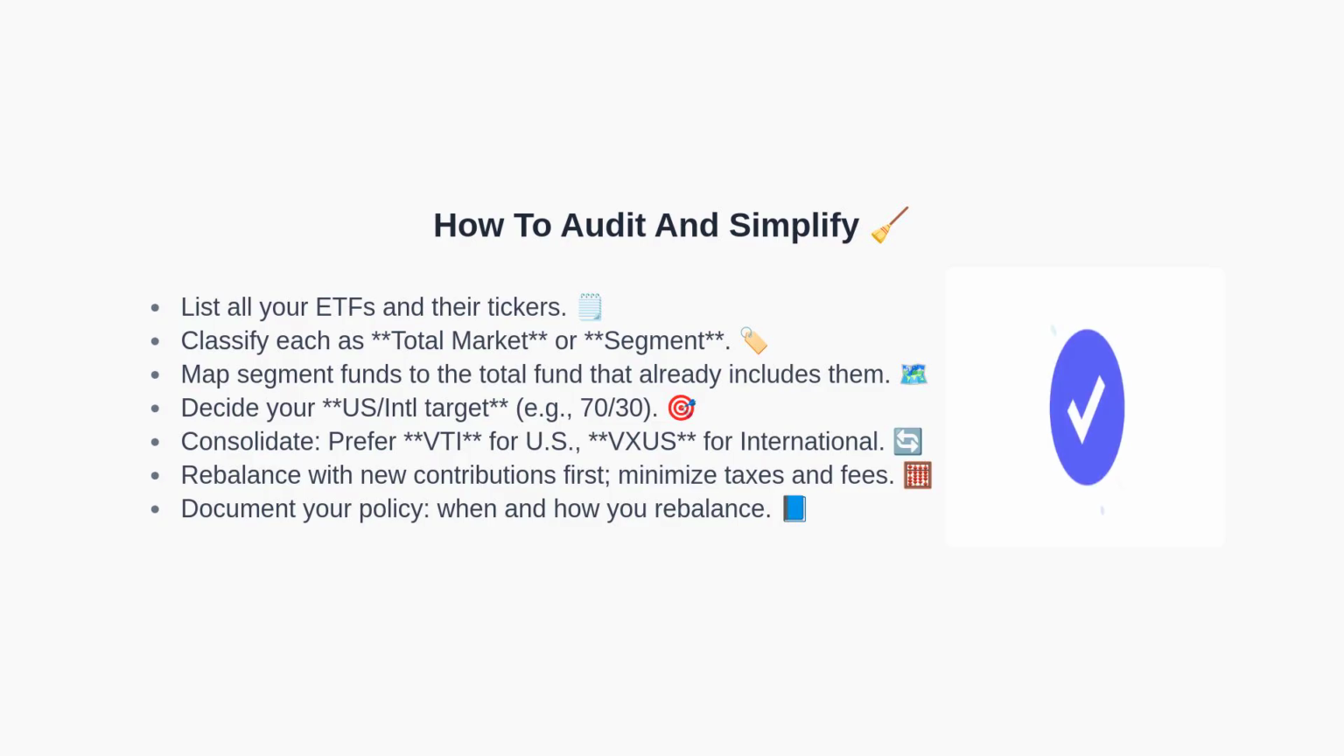Here are the steps to audit and simplify your holdings. First, list all your ETFs with tickers. Next, classify each ETF as either a total market fund or a segment fund. Then, map segment funds to the total fund that already contains them. After that, select a target US to international ratio, such as 70-30.